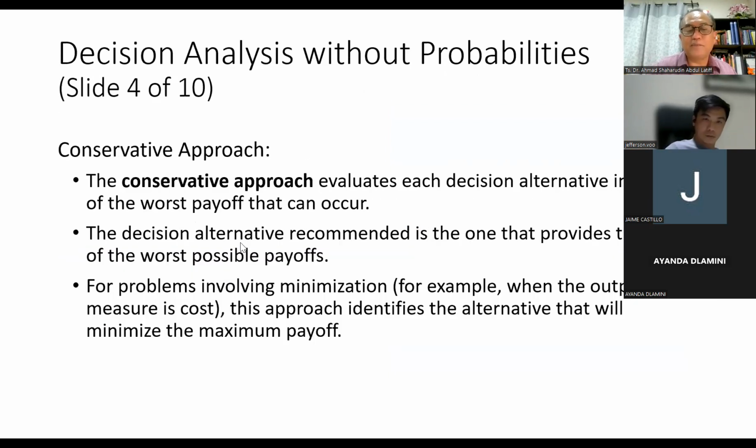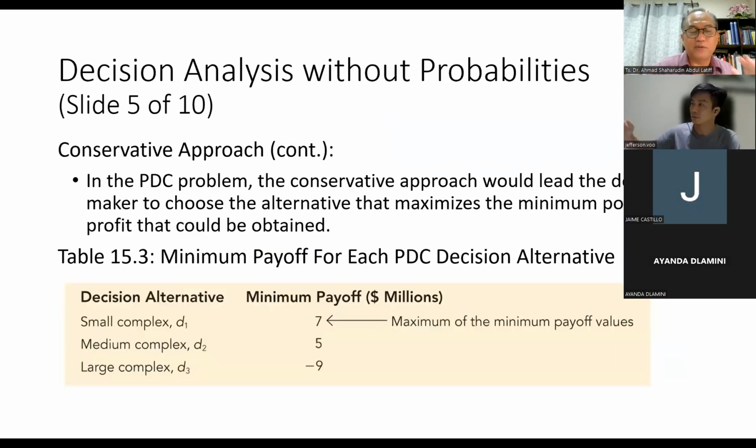This is the best payoff, the maximum payoff. For the conservative approach, you look into the maximum of the minimum payoff. Of course, you will not go for the minimum payoff; the maximum of the minimums is 7. The minimums are 7, 5, and minus 9.